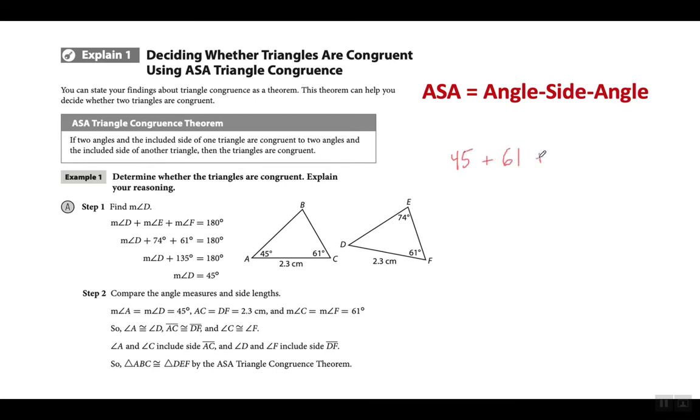All right, so let me put a lowercase b for this angle that I'm looking for. When I add up all those angles, it has to always equal 180. La suma de todos los ángulos de un triángulo siempre es 180.